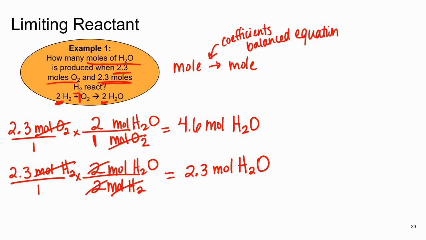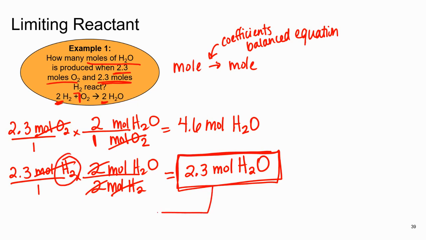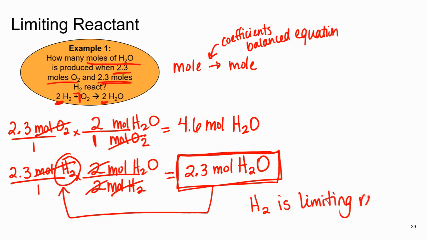Now here's the thing with stoichiometry problems, we can only make the lesser amount with our limiting reactant problems. We can only ever make the 2.3 moles of water. At that point, we will run out of hydrogen. So hydrogen is our limiting reactant. It allows us to only be able to produce 2.3 moles of water.